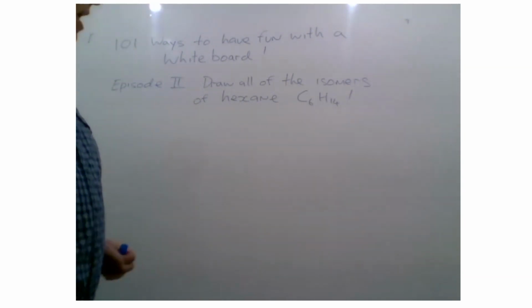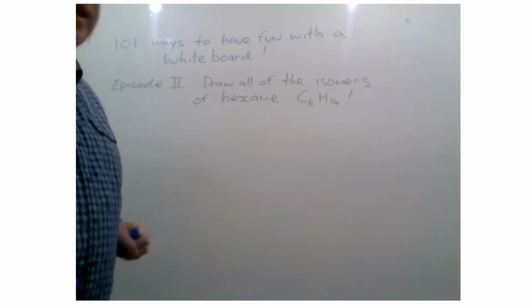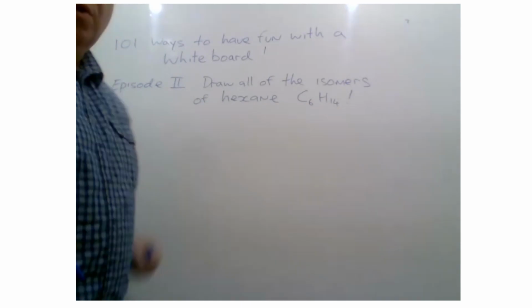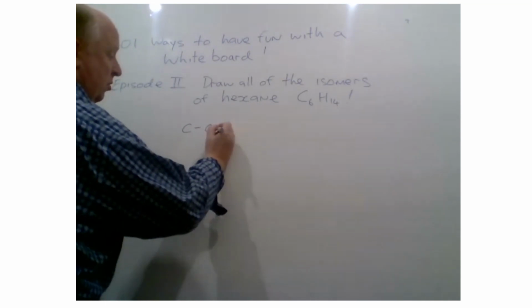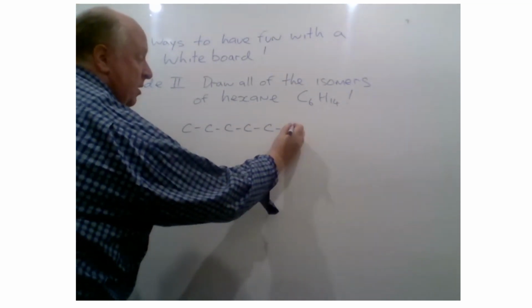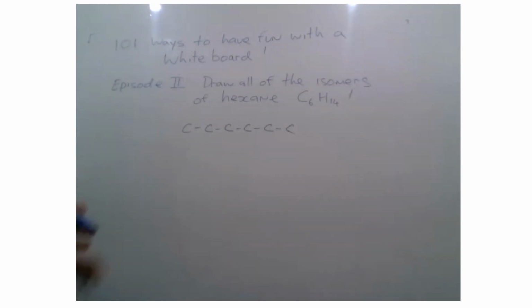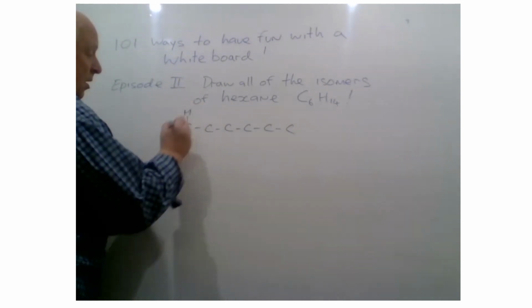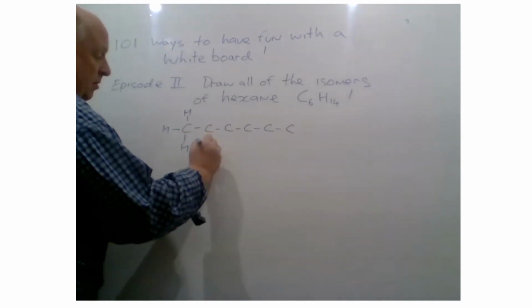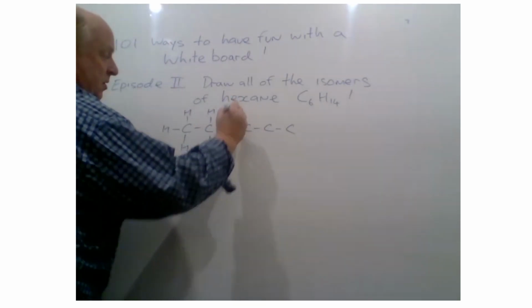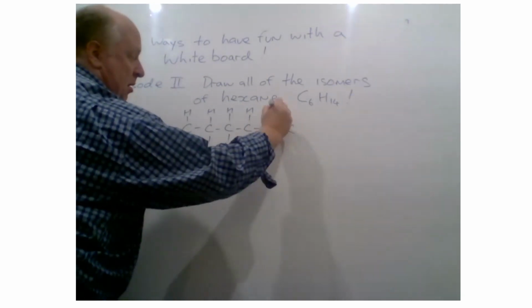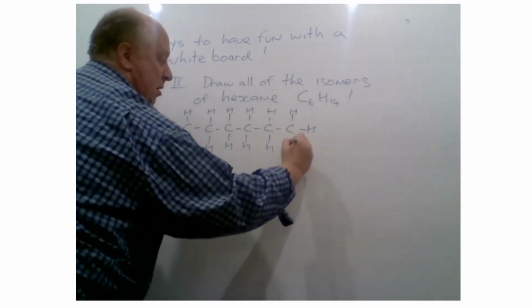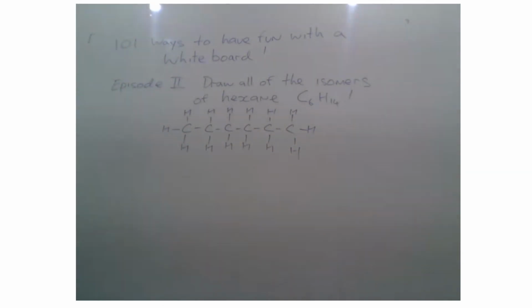Well, remember, hexane has the general formula of CnH2n plus 2 hydrogens. So, let's start out by drawing the straight chain. 1, 2, 3, 4, 5, 6. Here's our 6 carbons. Now we need to add our hydrogens, so each carbon has 4 bonds. 1, 2, 3. And these are now our CH2 groups. And of course, that is hexane.